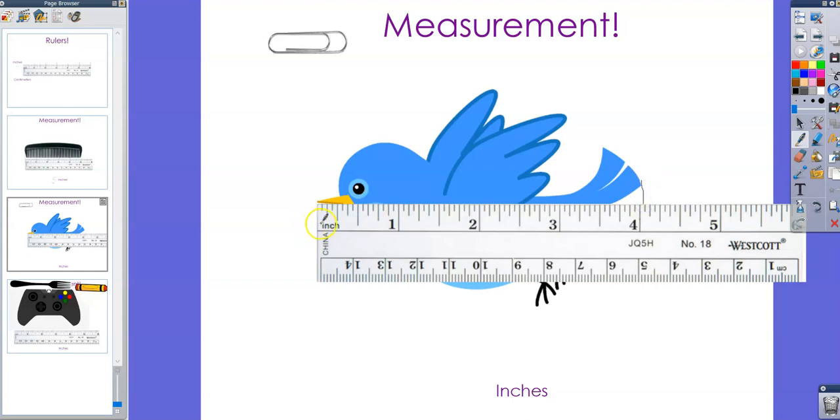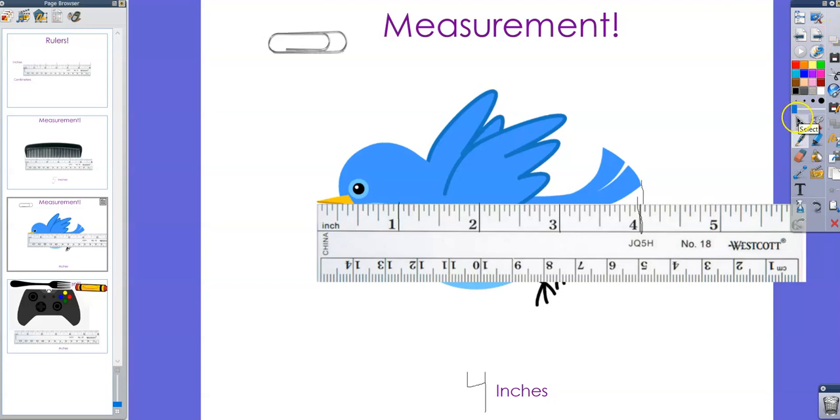So now let's count our inches. We start at 0. Here's 0 inches. It's definitely more than that, right? Then we get to 1 inch. It's definitely more than 1 inch. 2 inches. Definitely more than 2 inches. 3 inches. Definitely more than 3. And then we get to 4. And we can see that's the inch that it's closest to on the ruler. So we would say that this bird is about 4 inches long because that's the inch that it's closest to.